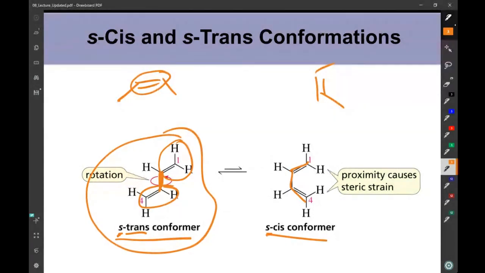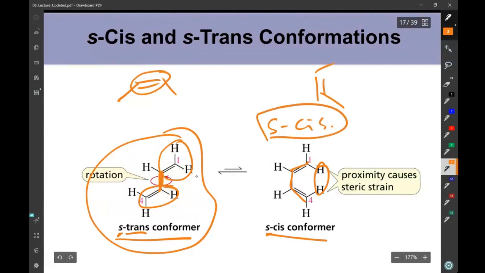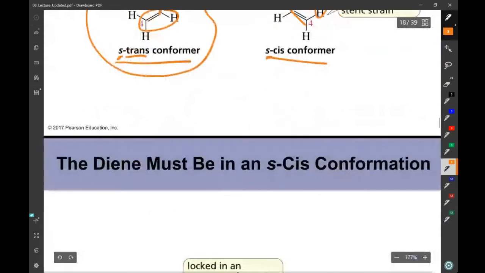The S-cis structure is not very stable because the two hydrogens here are in close proximity, which brings in steric strain that destabilizes the structure. But for a Diels-Alder reaction to take place, take note, your molecule must be in the S-cis conformation. A molecule in the S-trans conformation cannot undergo a Diels-Alder reaction. Does that make sense? Only a molecule in the S-cis conformation can undergo the Diels-Alder reaction.